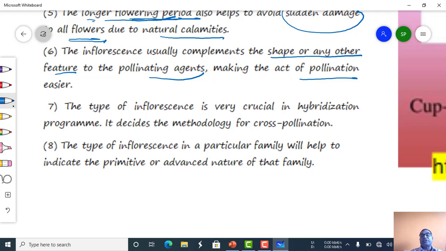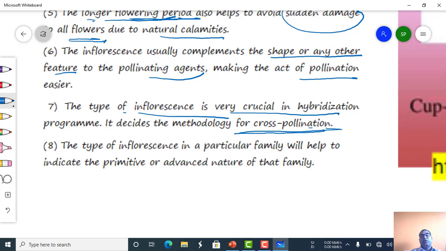The type of inflorescence is very crucial in a hybridization program. It decides the methodology for cross pollination. Which type of method is used in cross pollination is decided by means of the type of the inflorescence.